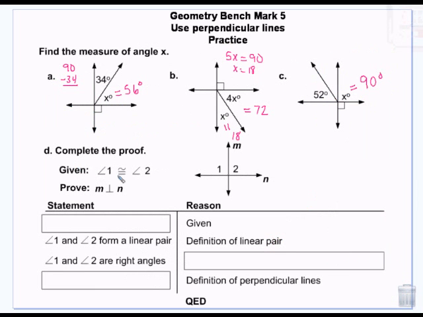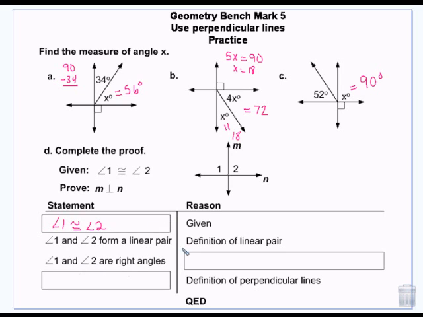All right, so we've got this proof, right? Angle 1 is congruent to angle 2. Well, that's my given statement. So that's given. They form a linear pair. I've got that from the picture. They're making a line, right? They make a straight line, so they're a linear pair.